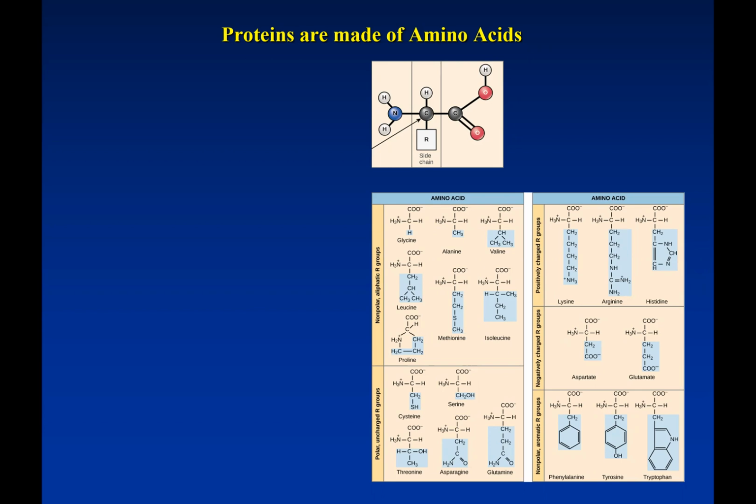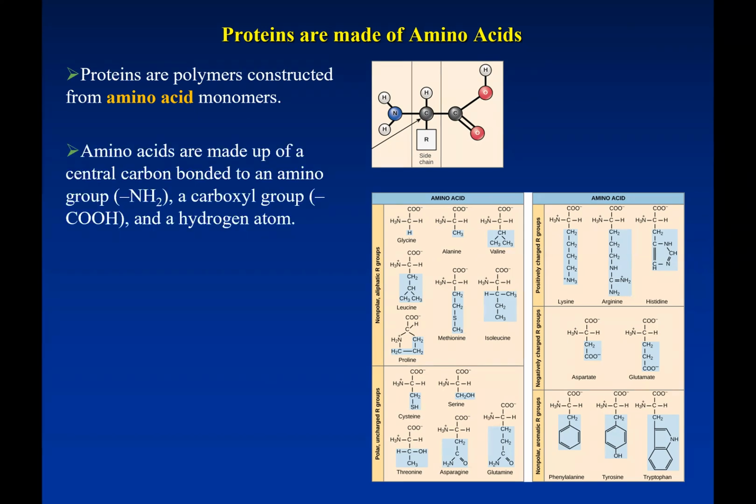How many different types of amino acids are there? 20. You're right. And see, there is a central carbon. It is attached to an amino group. See that NH2 group, which is basic in nature. And then it has a COOH group, which is acidic in nature. So it has an amino group, a carboxyl group, and it also has a hydrogen.